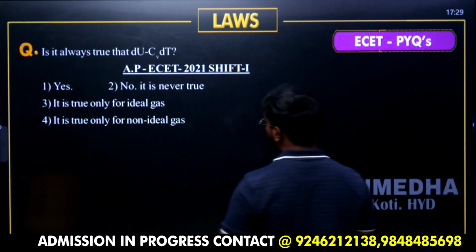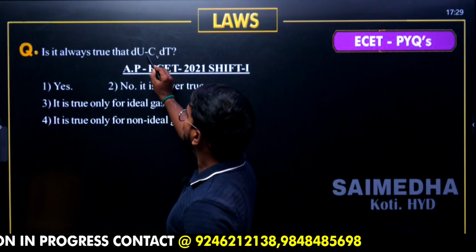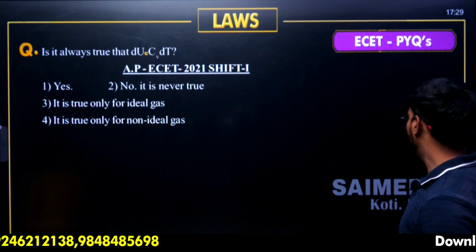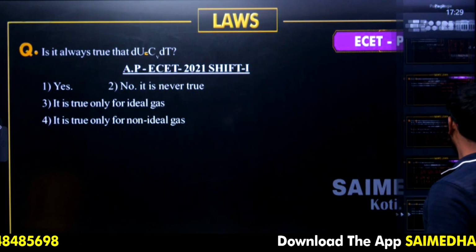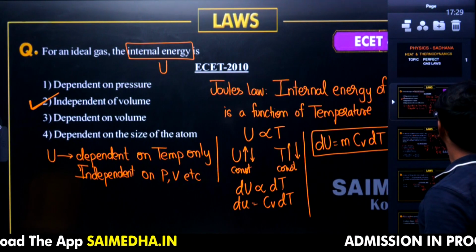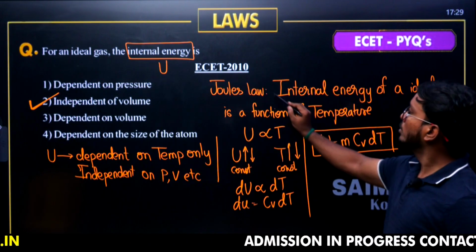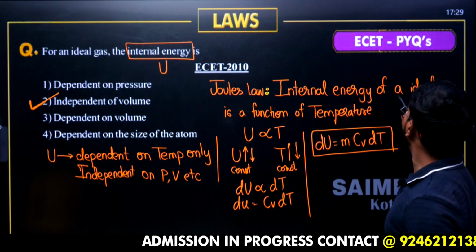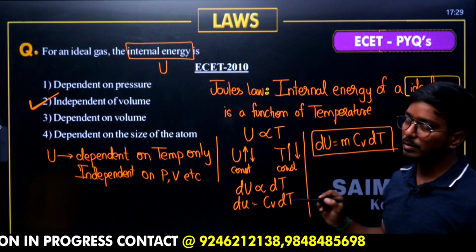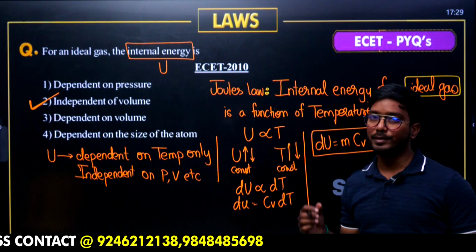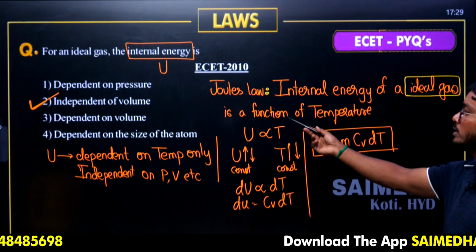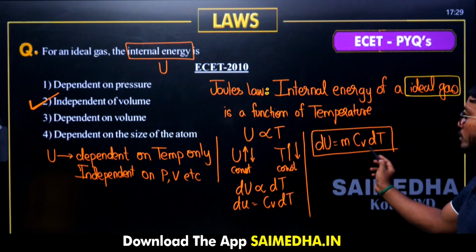Is it always true that dU is equal to Cv dT? We have taken that Joule's law, question number 1. In question number 1, I said that Joule's law talks about internal energy of which gas? Ideal gas. This is the perfect gas law. Ideal gas law it is. That means it is going to be valid for, that is internal energy is a function of temperature, from where we got this formula dU equal to m Cv dT.